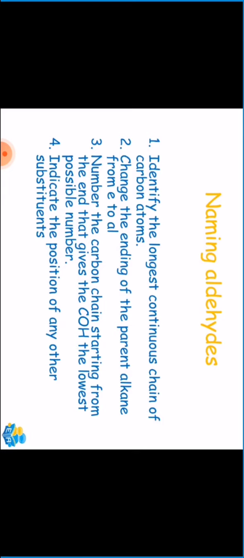Now, when it comes to naming aldehydes, it's quite a similar process to what we would have taken for our hydrocarbons or for our alcohols that we've discussed already. You identify the longest continuous carbon chain, and you change the ending of your parent alkane from E to Al. So the E is taken off the end and replaced with an Al. Then you number your carbon chain such that the end with the functional group, which is C double bond O H, has the lowest possible number, and then indicate the position of any substituents and construct your aldehyde name.